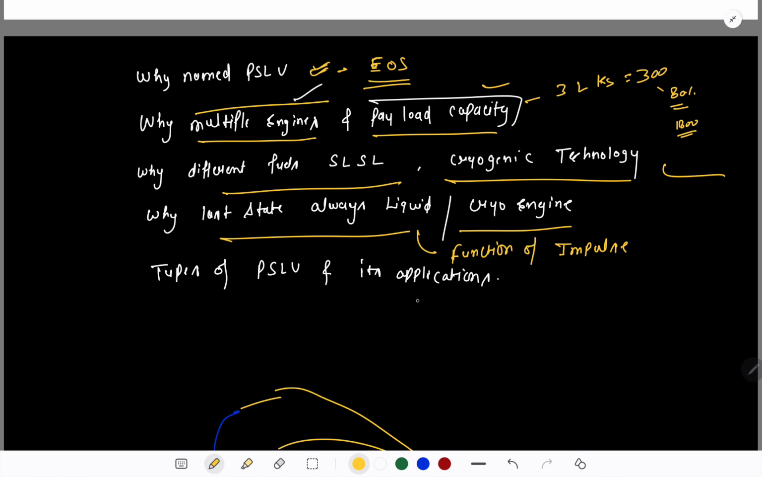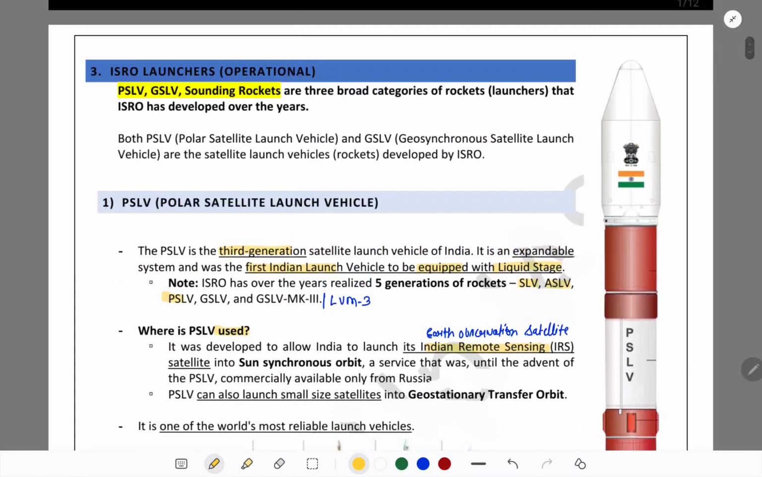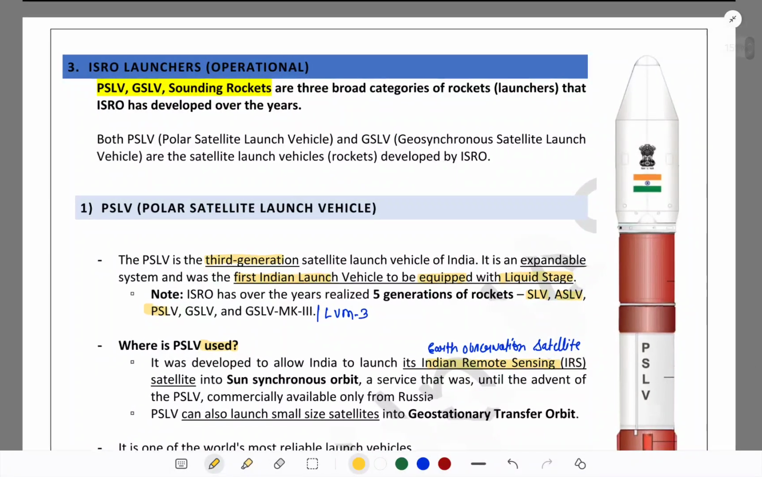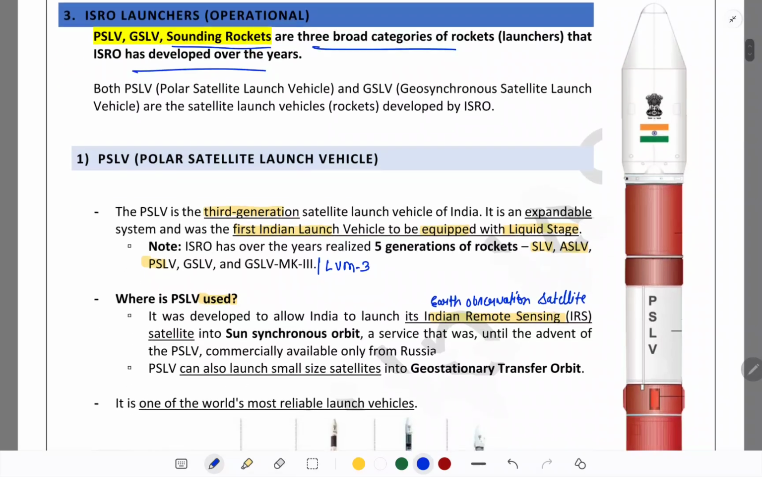Now types of the PSLV and its application. Now we are jumping to the data, so that we can have more insight regarding the PSLV. I'll read and explain some of the things from here. Basically these are the 3 broad categories that we have developed over the years: PSLV, GSLV, and the sounding rockets. These are the broad categories.